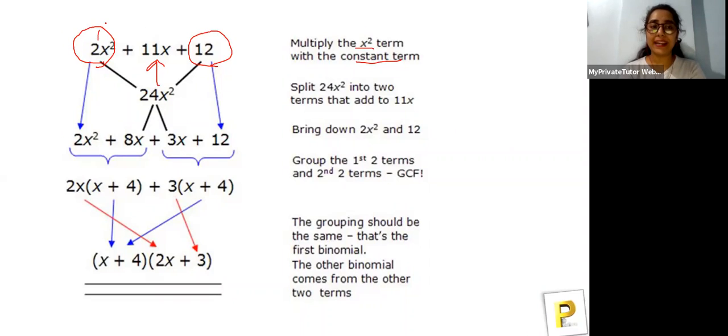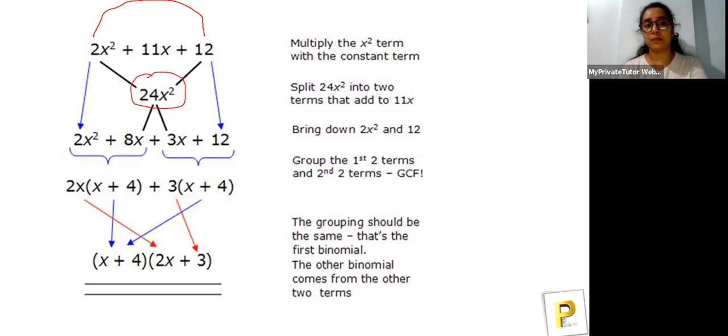So you multiplied a and c over here. Now, whatever answer you get, you have to find such numbers that they add to get 11. So if you split 24, 8 into 3 is 24, and if you add, that is 11. So you are getting the multiplication of a and c, and you're getting the middle term as well.